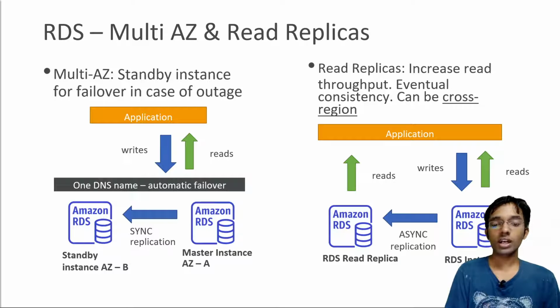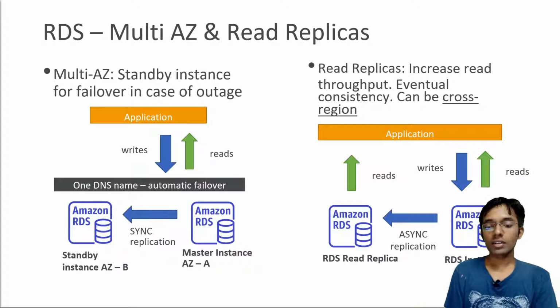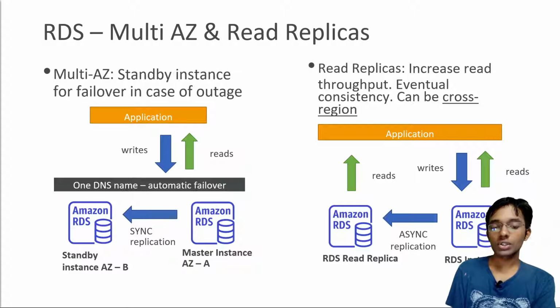These read replicas use asynchronous replication, so we have eventual consistency, and they can be created across regions. So it's possible to use a replica to reduce the latency in different regions in RDS. Your RDS instance will have asynchronous replication into another RDS replica, again in the same region or a different region, and then your application can do reads and writes into your main RDS database, but can also do reads only on your read replica. So this is why it's called a read replica.